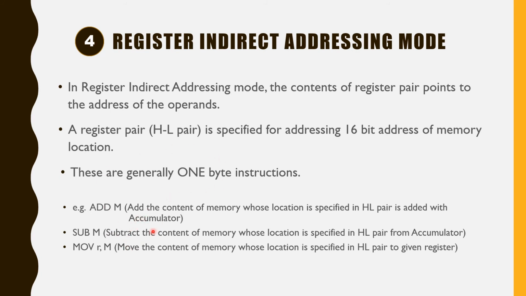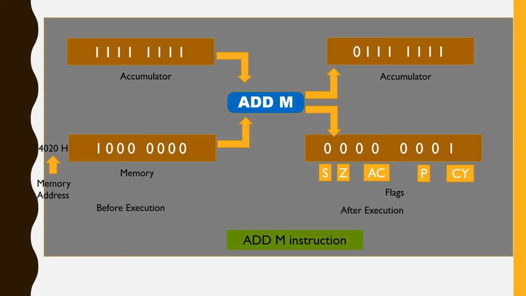In register indirect addressing mode, instructions are generally 1 byte, and the memory address is specified by the HL pair, which is 16-bit. Okay, so this is register indirect addressing mode. The next slide will show you an example of register indirect addressing mode. Here they have given the example of register indirect addressing mode. We have taken the ADD M example.